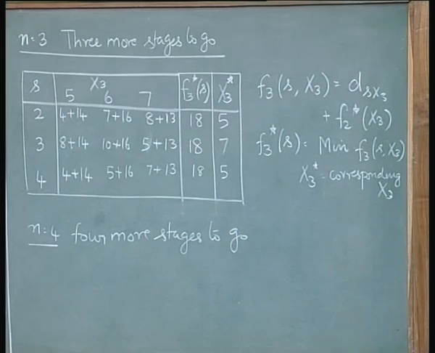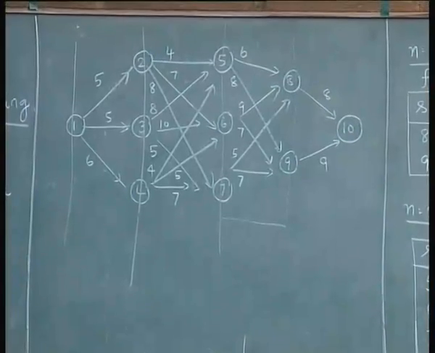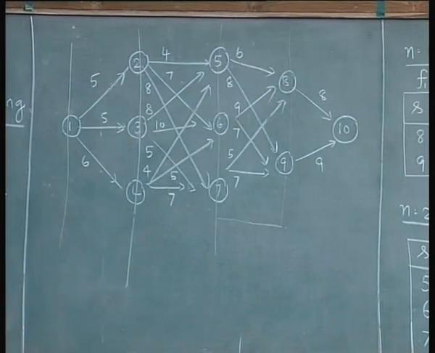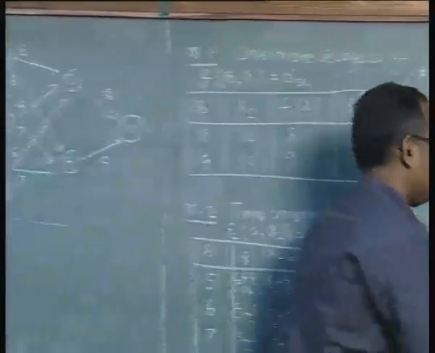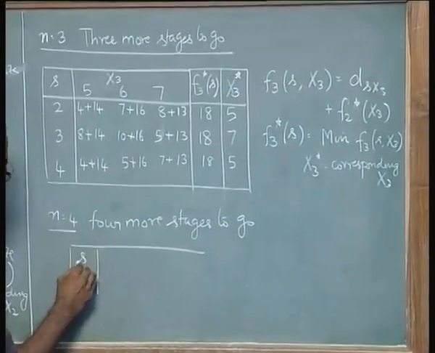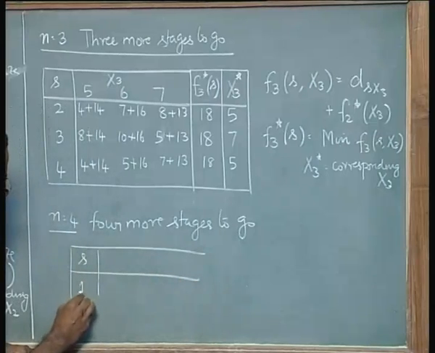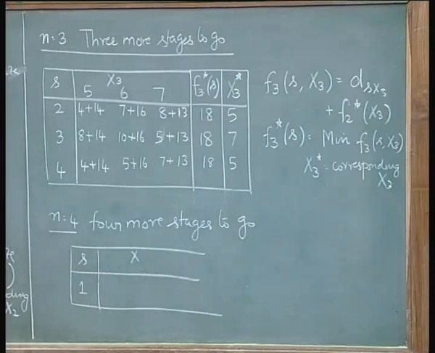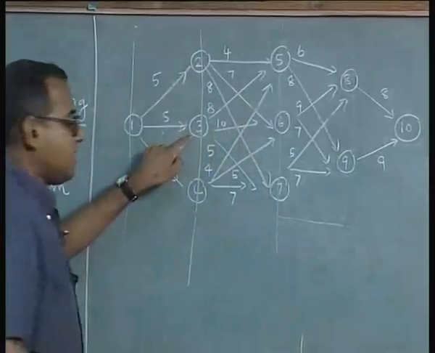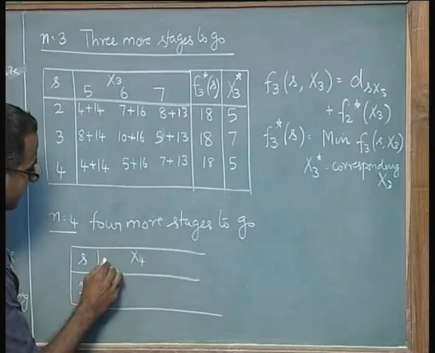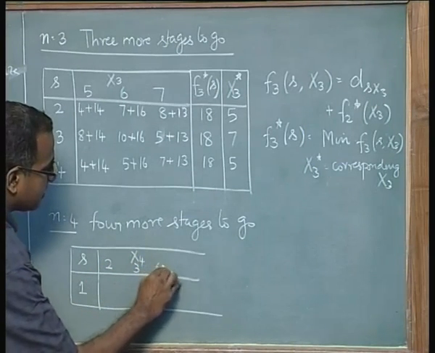Now we go to the last part, n equal to 4, 4 more stages to go. Which means we are here, the person is at the beginning, which is in city 1, so the state variable has only one value. So right now S is 1. Now from 1 the person can go to either 2 or 3 or 4, so x4 can take values 2 or 3 or 4.